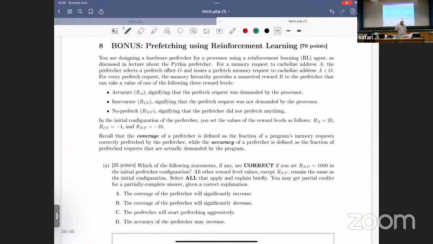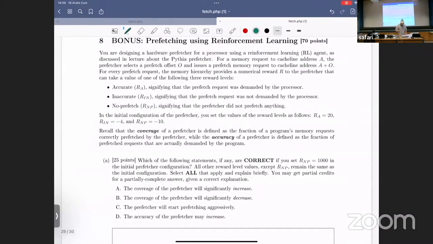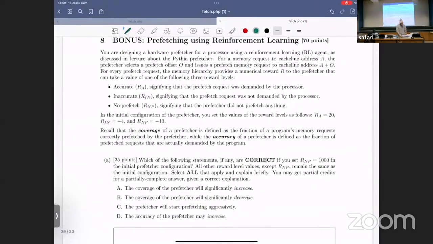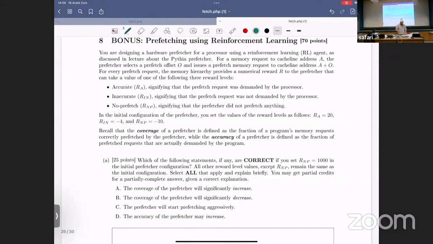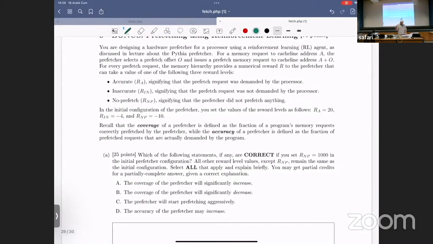Accurate, signifying that the prefetch request was indeed demanded by the processor. Inaccurate, signifying that the prefetch request was not demanded by the processor. No prefetch, signifying that the prefetcher did not prefetch anything. In the initial configuration of the prefetcher, you set the values of the reward levels as follows: R_AC equals 20, R_IN equals minus 4, R_NP equals minus 10.